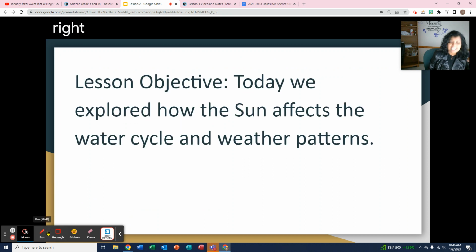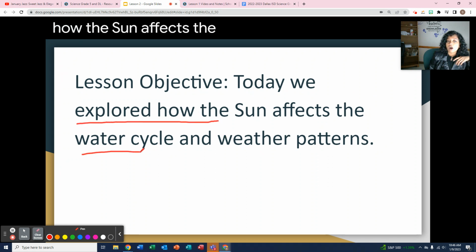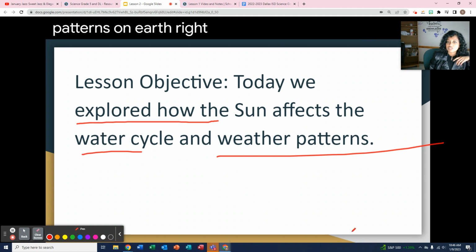All right. Let's go ahead and go over what our lesson objective was for today. So today we explored how the sun affects the water cycle and the weather patterns on Earth, right? So the sun is pretty important for a lot of things that happen on Earth.